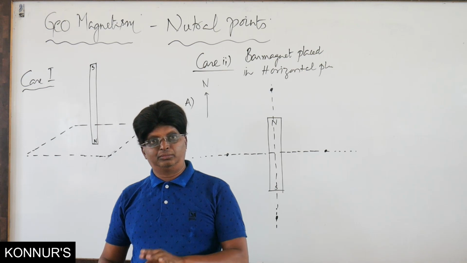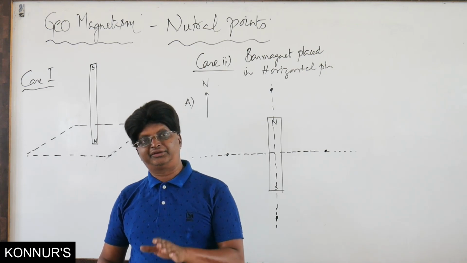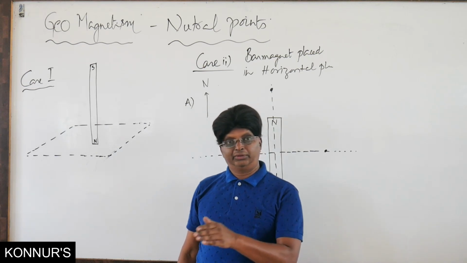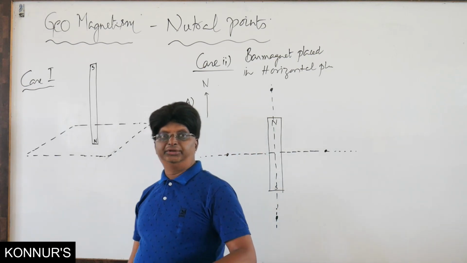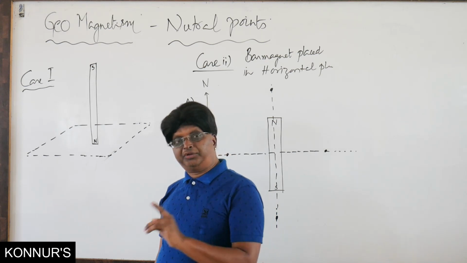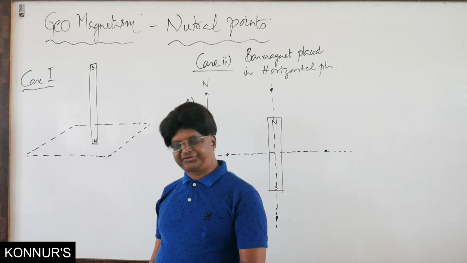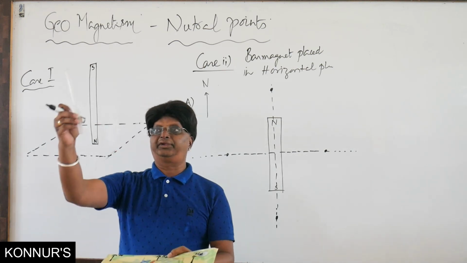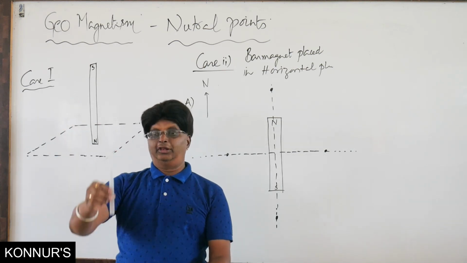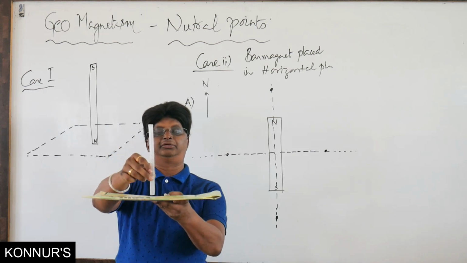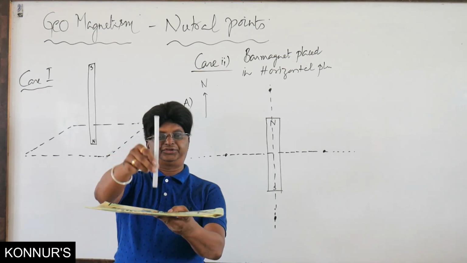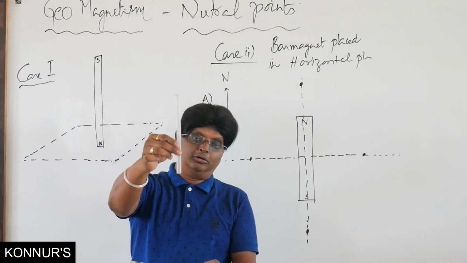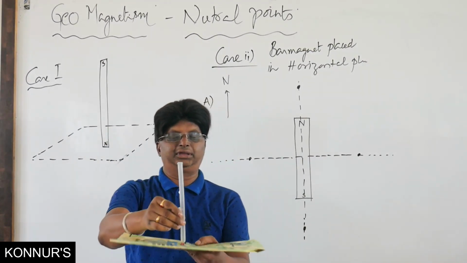Therefore, B due to a bar magnet, which I am taking as a short bar magnet, and the next one is BH due to the Earth, the horizontal component. Now, two different cases we are discussing. First one: this is a horizontal plane, and this is a long bar magnet which is placed vertically.